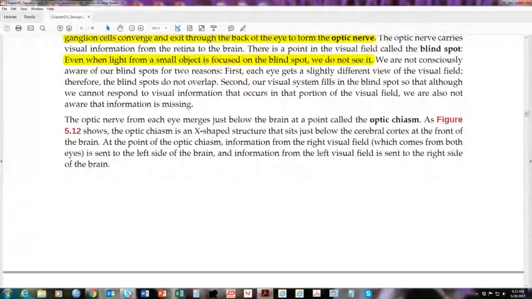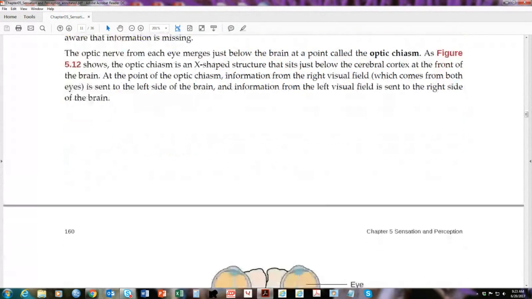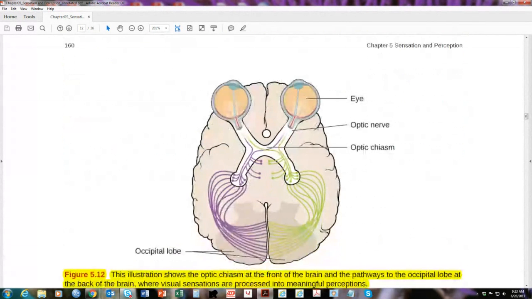Now, what we're going to go over next is the pathway from the retina, from the optic nerve up into the brain, which is what this is. Now, what we have here is the structural arrangement of the eye.